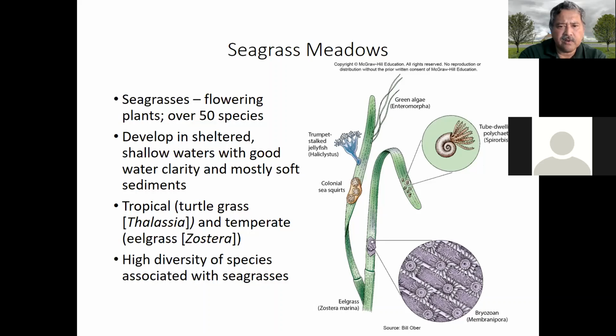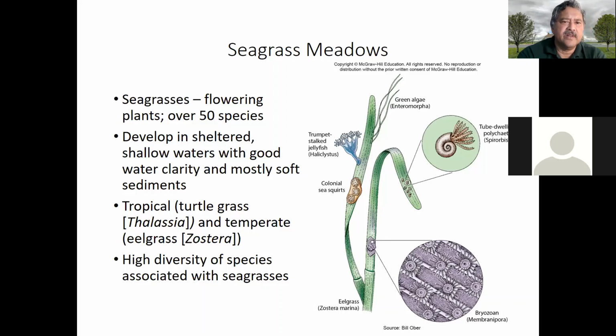This one in the picture is called eelgrass, and you can see that in different parts of the United States, including Louisiana and off the coast of California. You see some seagrass meadows in the warmer southern parts.